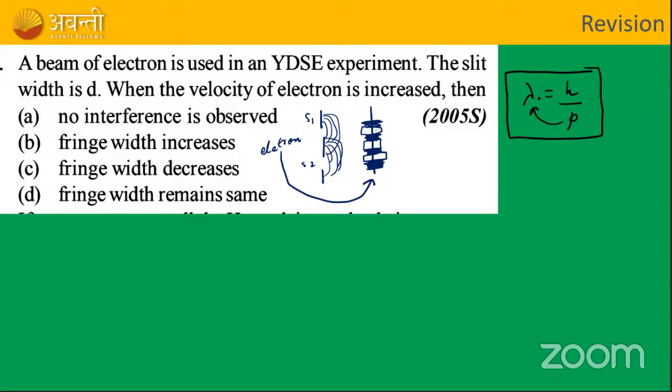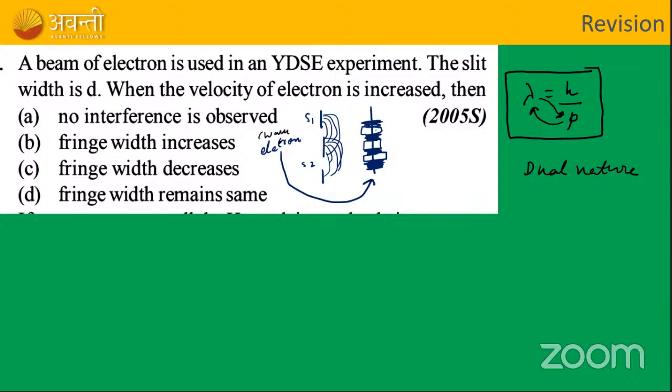Any particle which is a wave has a momentum. So it's called dual nature. I hope you remember the dual nature of light. Similarly, the electron also has dual nature. It can behave like a wave or like a particle. Now in this situation, the electron itself is behaving like a wave.